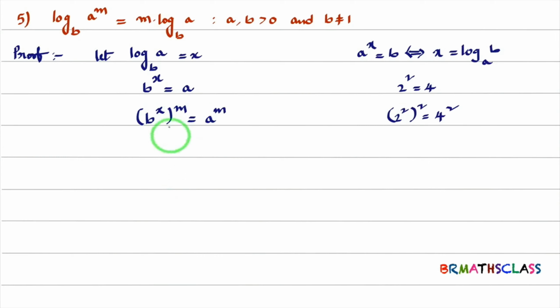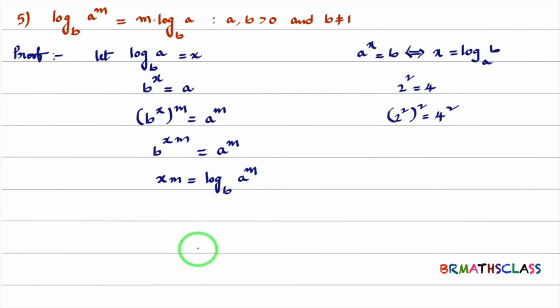Okay. Now, you see this is of the form a power m whole power n. So this can be written as b power xm equal to a power m. You observe this is of which form? A power x equal to b form. Try to understand. Imagine this as a, a power x. This is x. A power x equal to b form. Whenever you see a power x equal to b, you can write that x equal to log b base a. So here you can write that xm equal to logarithm of a power m base b.